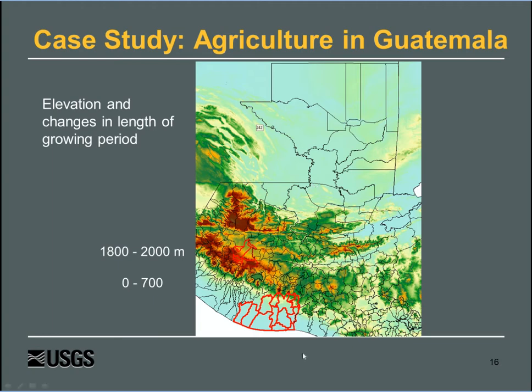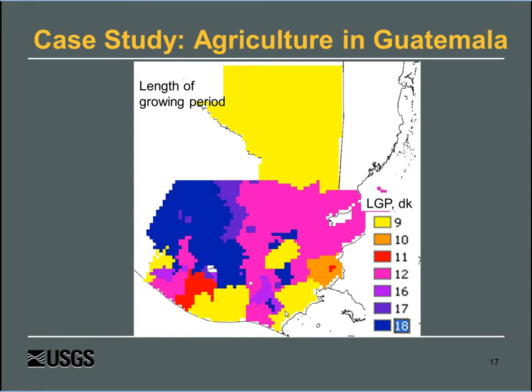We see that the region in the south has very low elevations. Most of the region is less than 700 millimeters, I mean meters, and the region in the highlands is very high. It's between 800 and 2,000 meters of elevation. This changes the temperature parameter, and this place is pretty cold, and this area right here is very warm. So that temperature changes the length of growing period in the two areas.